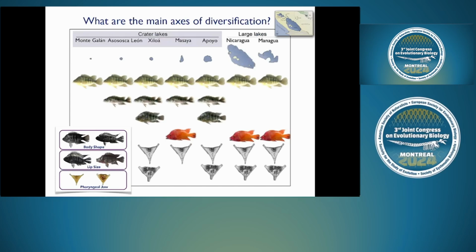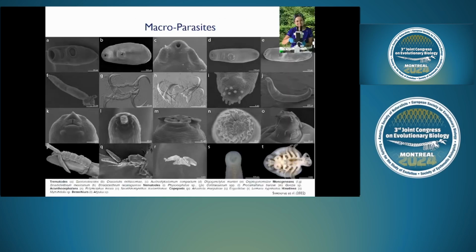But what is most interesting is what are the main axes of diversification in this system, and we see very nicely the typical benthic-limnetic adaptation in many of these lakes, given there's enough depth. We also see some different trophic adaptations. As I told you before, habitat and food really play a role in here.